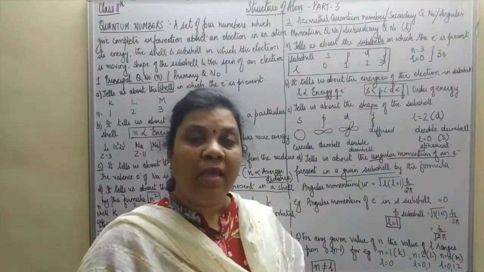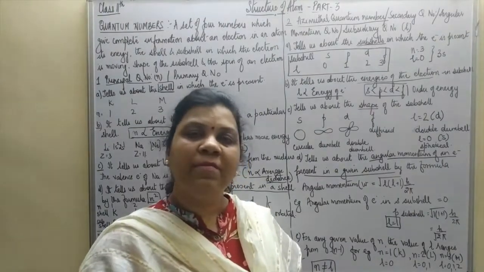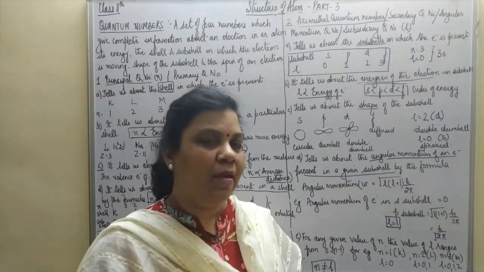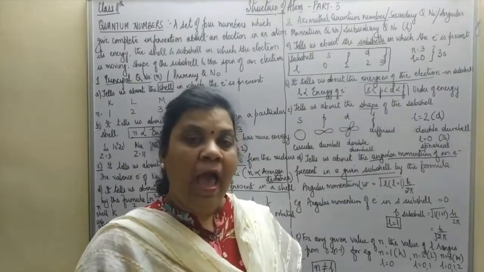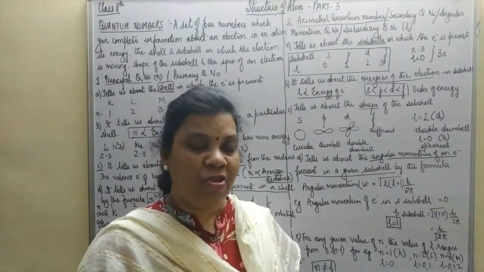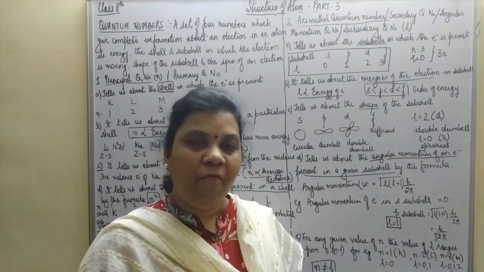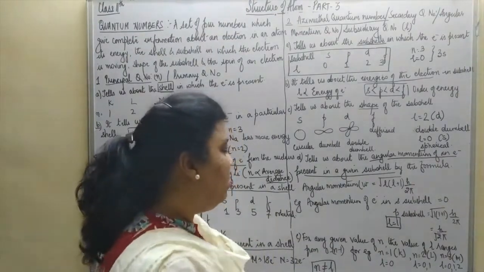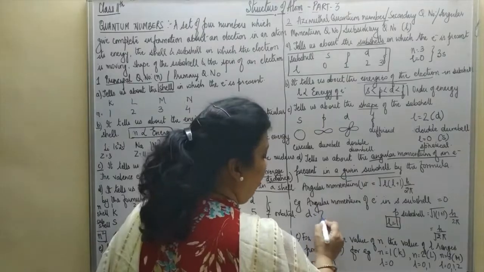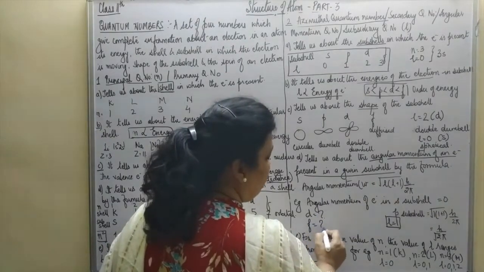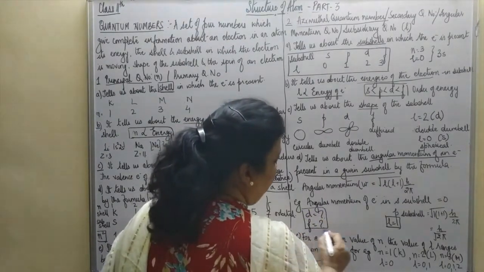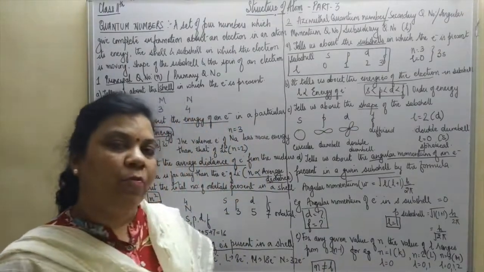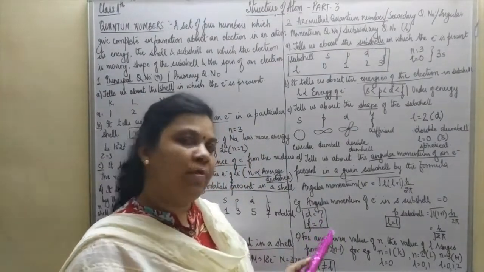Now please calculate the angular momentum of the electron present in the d and the f subshell, and please write in the comment section and let me know what will be the value of angular momentum of an electron present in the d subshell and present in the f subshell. You have to calculate the angular momentum of the electron present in these two subshells.